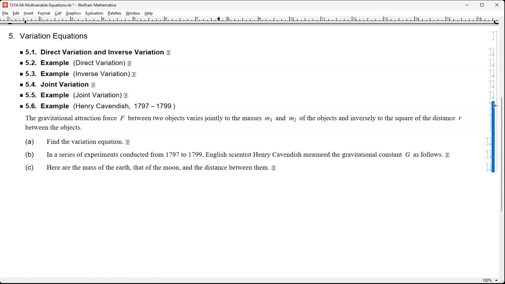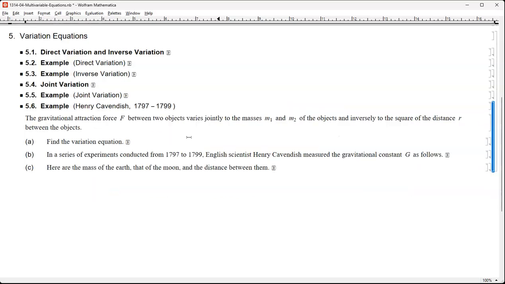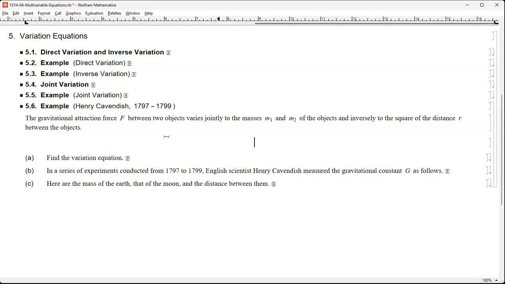It is known that the gravitational attraction force F between two objects varies jointly to the masses m1 and m2 of the objects, and inversely to the square of the distance r between the objects. So how do you write this as a variation? Oh my, sorry about that. Okay, I got it back, luckily.